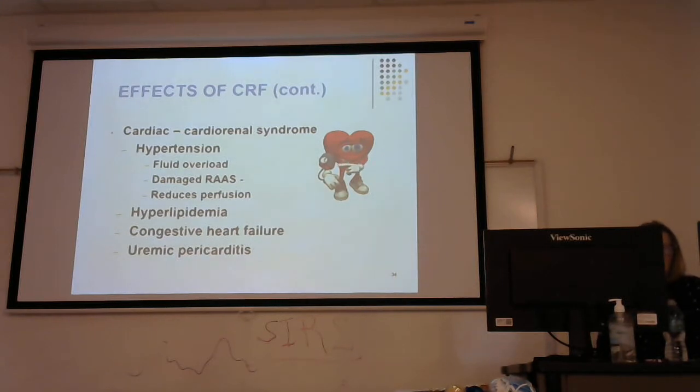And uremic pericarditis is from the inflammation that occurs because of those toxins. You'll hear pericardial friction rubs. They will have shortness of breath, narrow pulse pressures, and even dysrhythmias and low-grade fevers. But that's from those toxins that are building up in their blood.